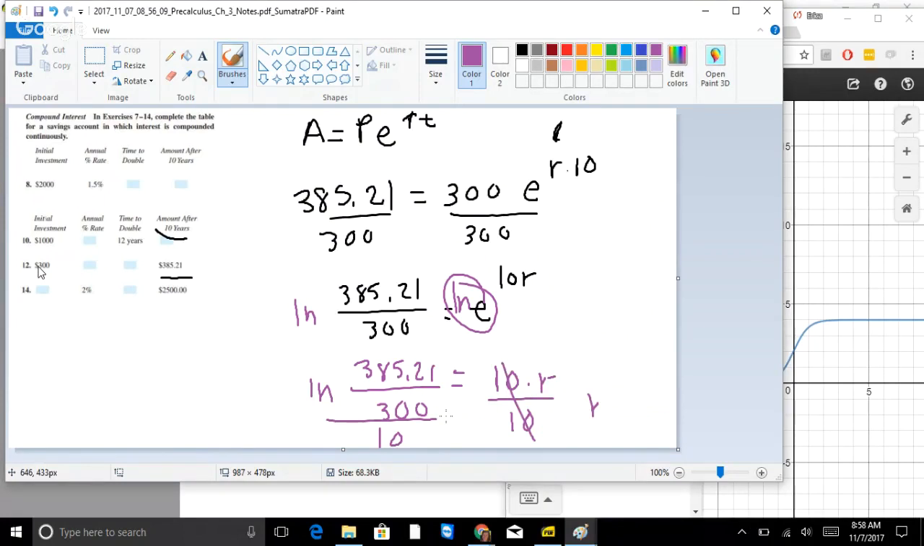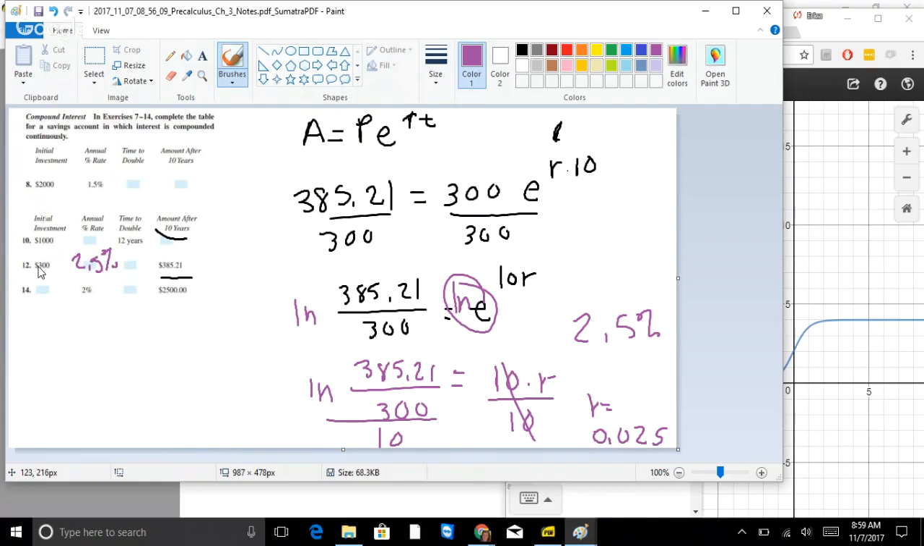That's nice. My rate is 0.025, or if we want to make it look pretty, 2.5%.